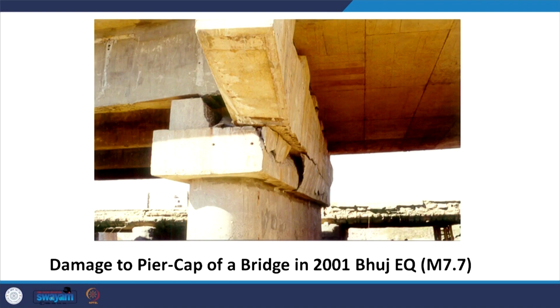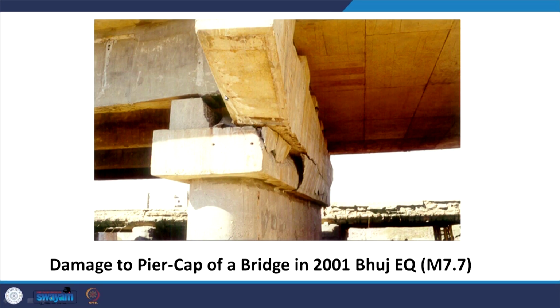Then we do have some examples from our country. When we talk about our country, you may be aware that the 2001 Bhuj earthquake is very notorious. This occurred on 26 January 2001, that was Republic Day, with a magnitude of 7.7, and there was a lot of damage in Gujarat, Bhuj area during this earthquake.